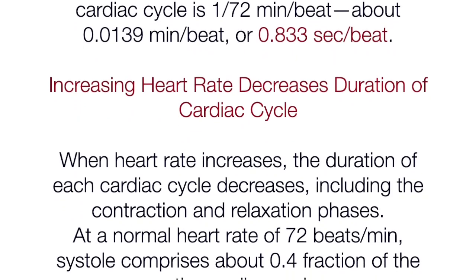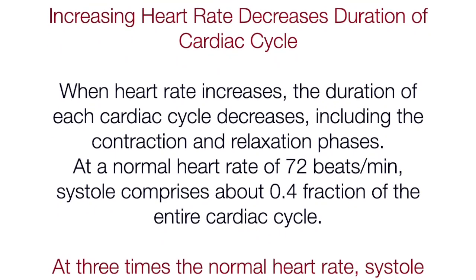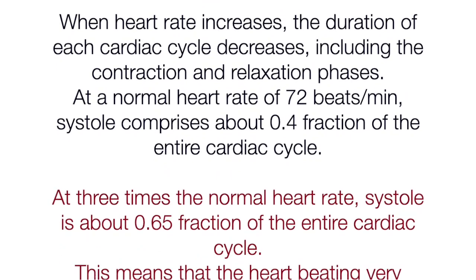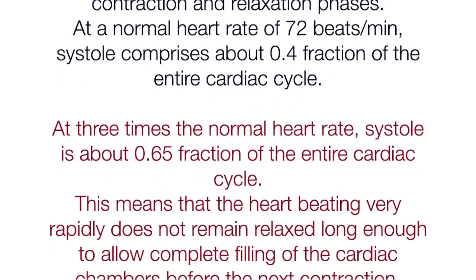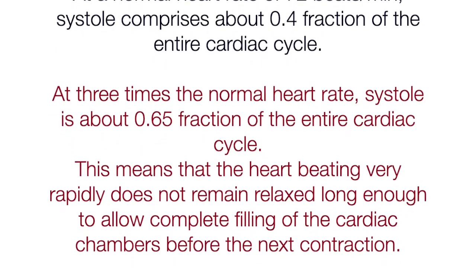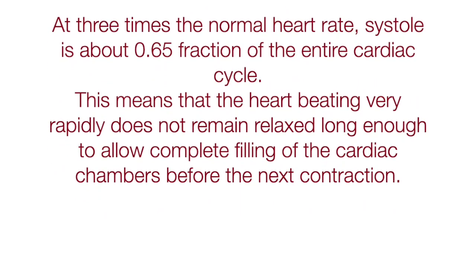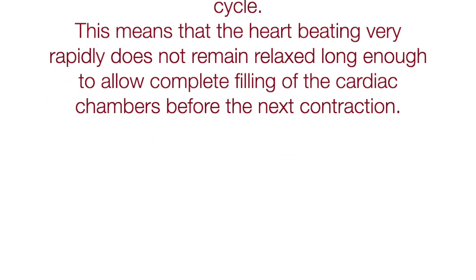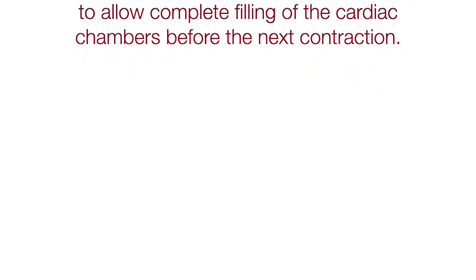When heart rate increases, the duration of each cardiac cycle decreases, including the contraction and relaxation phases. At a normal heart rate, 72 beats per minute, systole comprises about 0.4 fraction of the entire cardiac cycle. At 3 times the normal heart rate, systole is about 0.65 fraction of the entire cardiac cycle. This means that the heart beating very rapidly does not remain relaxed long enough to allow complete filling of the cardiac chambers before the next contraction.